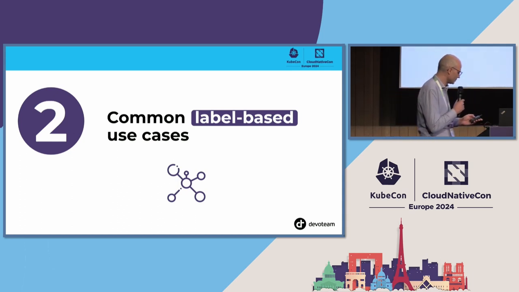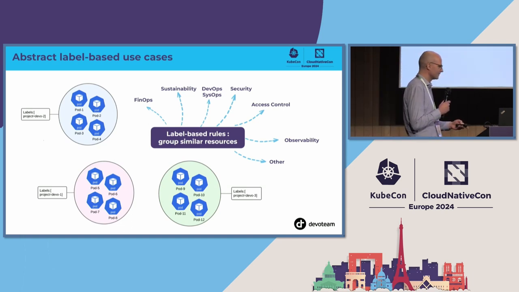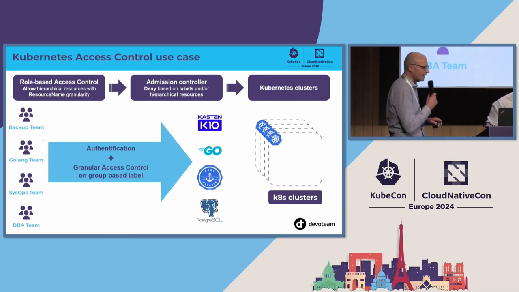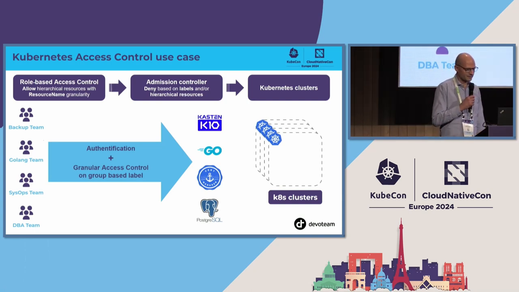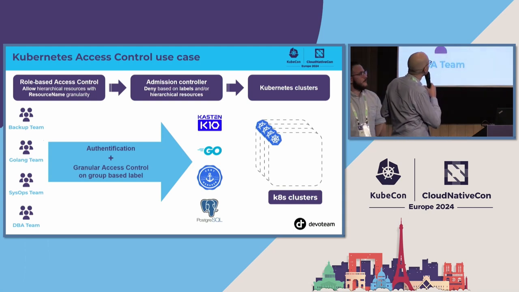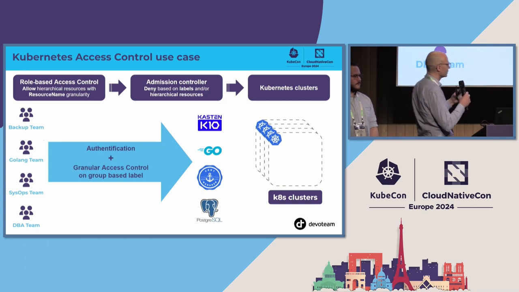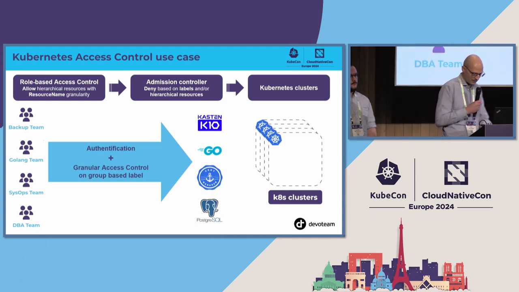First, I want to introduce label use case in access control management. In Kubernetes, the access roles are used in RBAC, and for more granularity, you can use admission controller. If you want to be more granular, you have to use label to specify what you want to containerize. So, you have different teams, and for each team, you can set up a notification access based on access control to access resources.